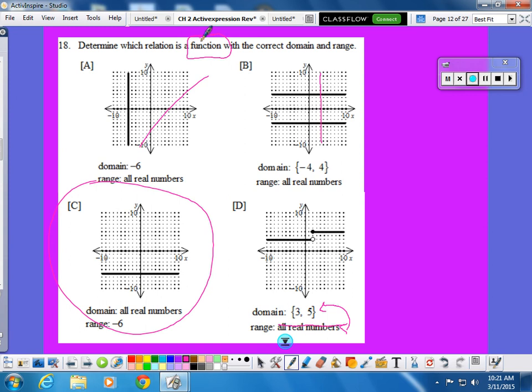If it just said which graph has the correct domain and range, we wouldn't even care about that, but it really had more than that. What's a function and what's the correct domain and range?